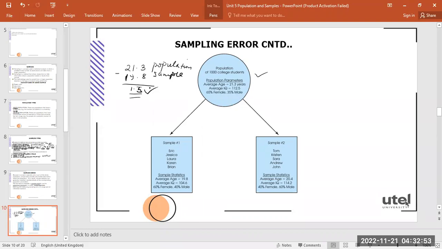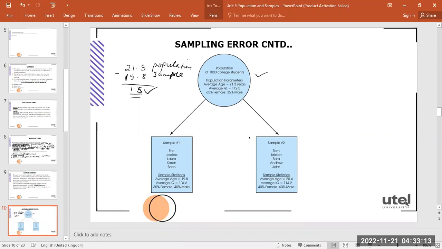That's the discrepancy. So that happens to be our error. And it is important that we try as much as possible to minimize this error. The same applies here. You can see for this 5 set of students, the average age is 20.4. So if you subtract 20.4 from 21.3, that gives you the error, and so on and so forth.